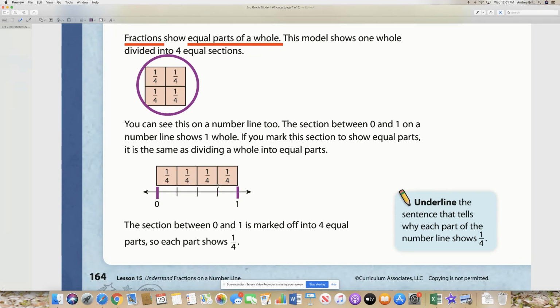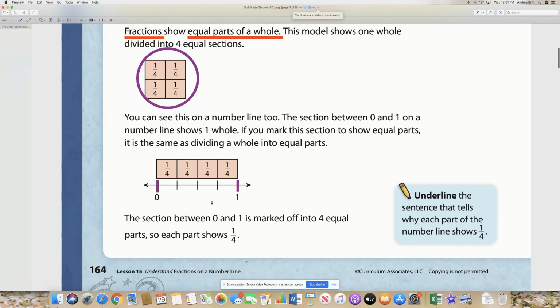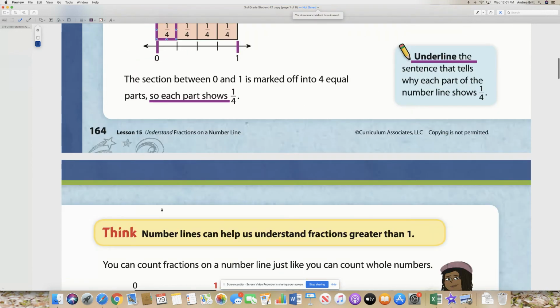So the same thing of breaking up a shape into 4 equal parts, you can also break up a number line from 0 to 1 into as many parts as you want to, okay? This section shows that between 0 and 1, there are 4 equal parts. Underline the sentence that tells why each part of the number line shows 1/4. Well, we know that each one of them is 1/4 because each one is one piece out of 4 pieces.